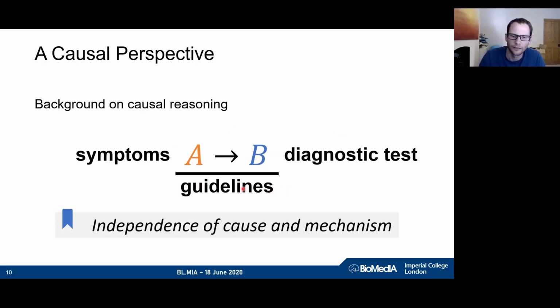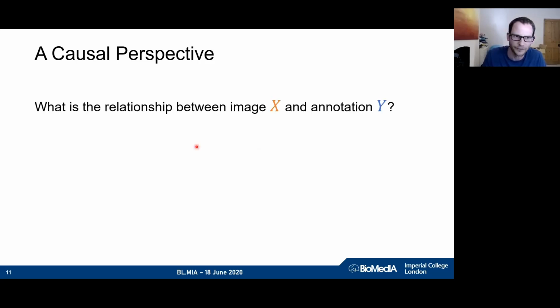Another example is in physics. Laws of physics are mechanisms. Let's say this is altitude and temperature. It doesn't really matter whether you're in Switzerland or in Boston or in London. The mechanism going from altitude to temperature is independent of the distribution over the altitudes.